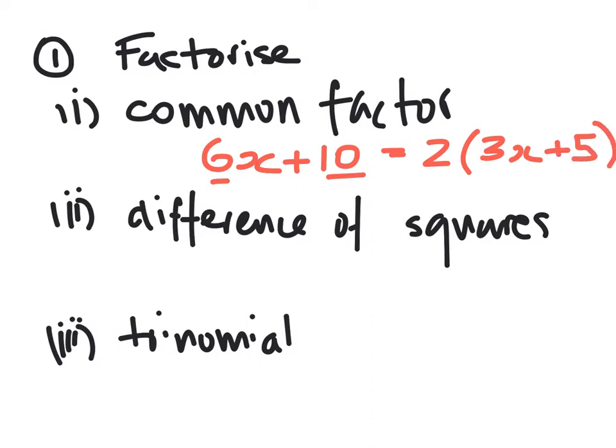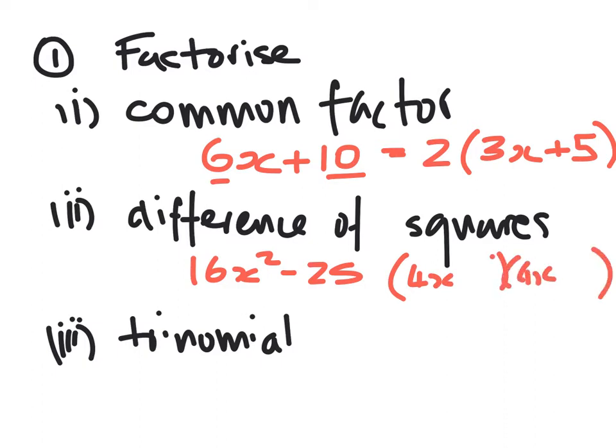For the difference of squares, here's an example. We could have had 16x squared minus 25. So in the brackets, 4x and 4x at the front, 5 and 5 at the end, 1 being positive, 1 being negative.